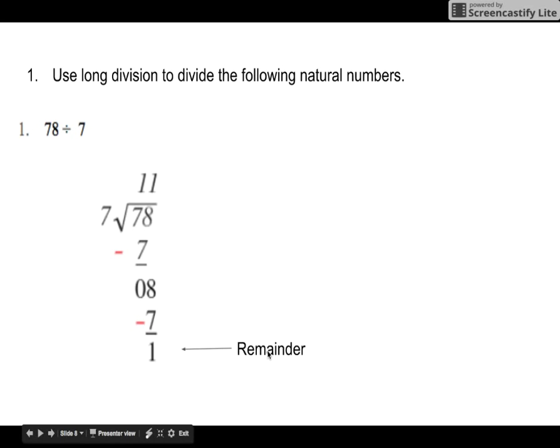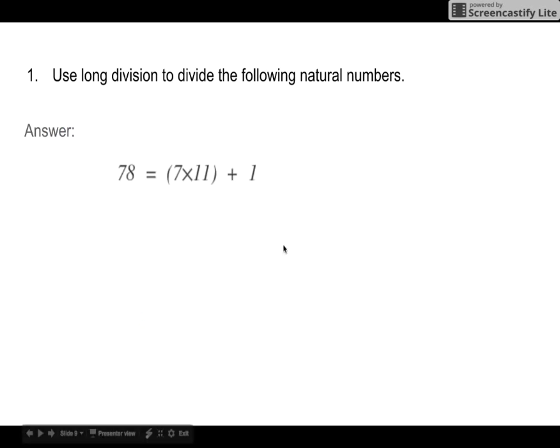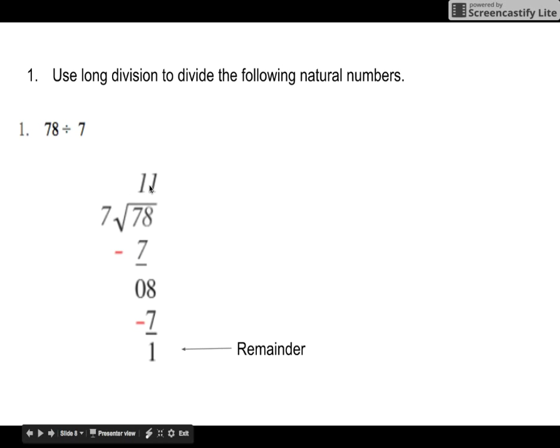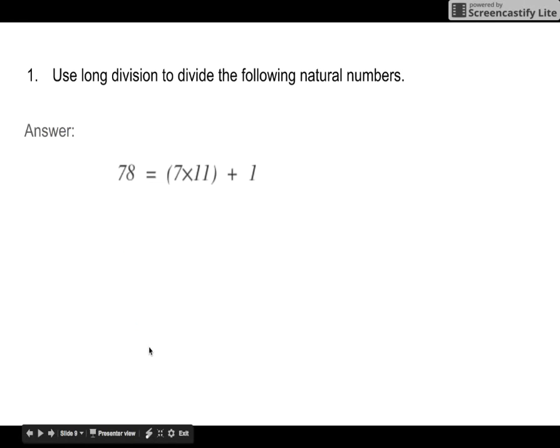Now you may be asking, well, what do we do with the remainder? What does that tell us about the answer? So we know this to be true, that 78 will equal 7 times 11 plus 1, because 7 times 11, which is the divisor and the quotient, those two multiplied will give us 78. However, because we have this remainder, we have to account for that. So we have 7 times 11 plus 1.